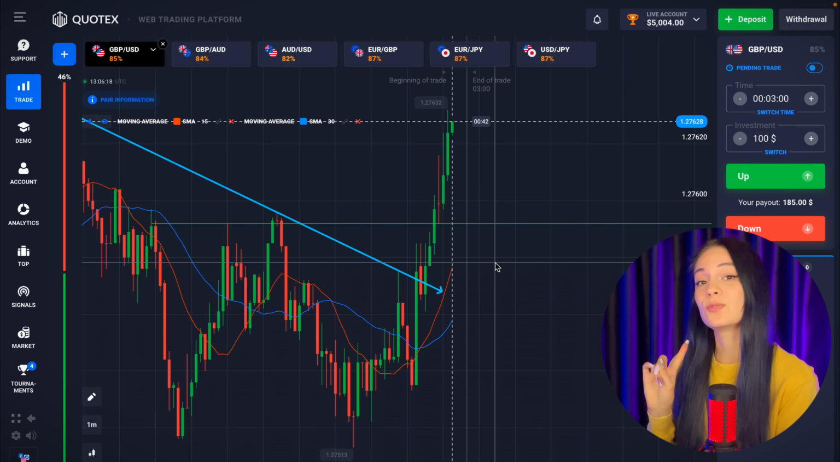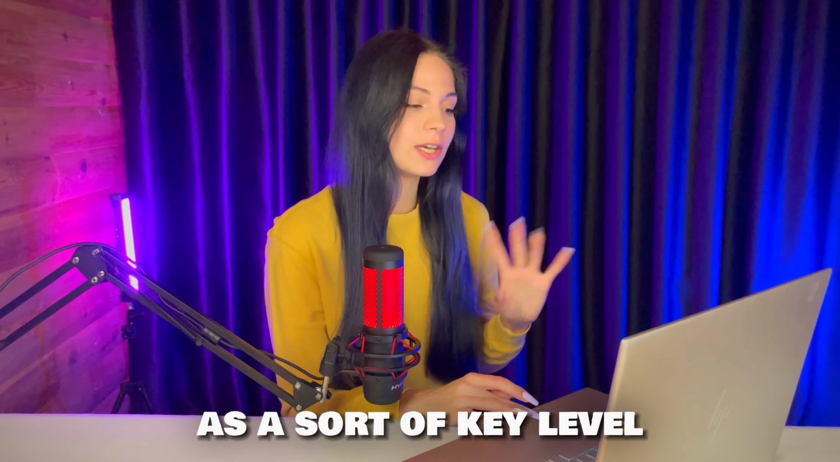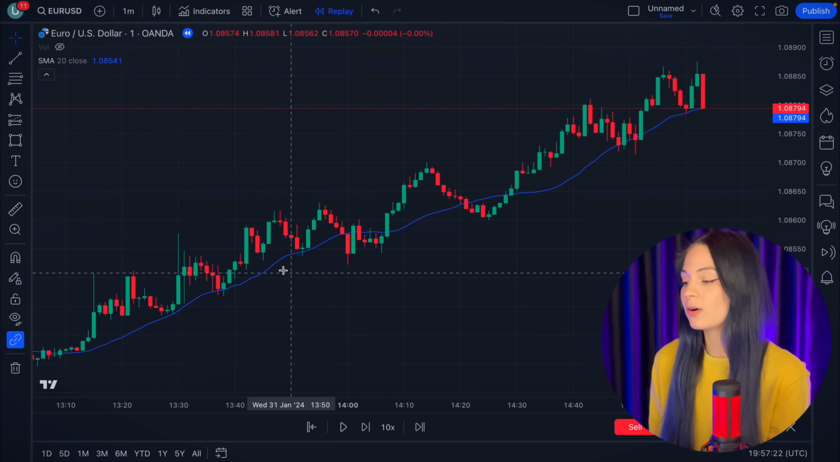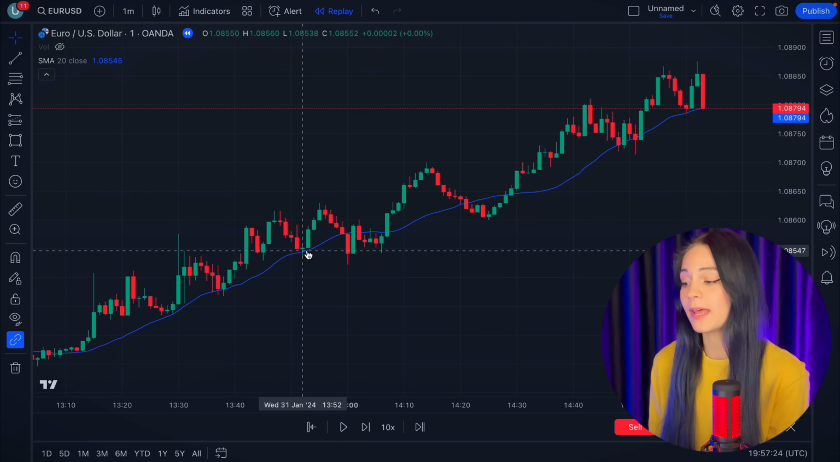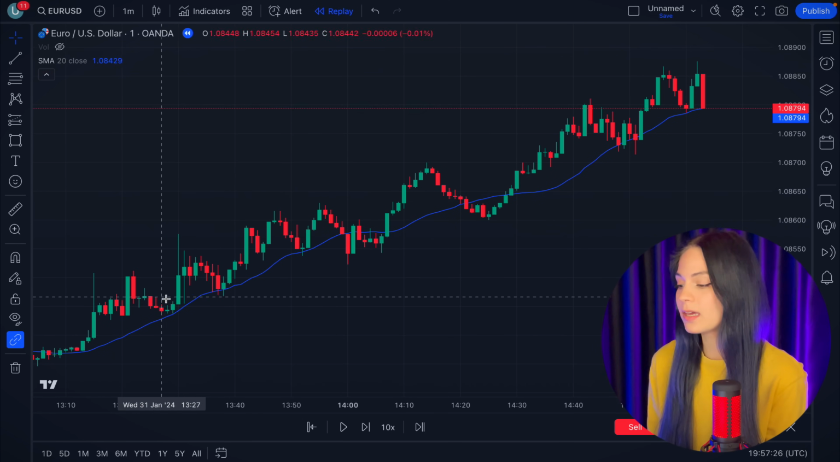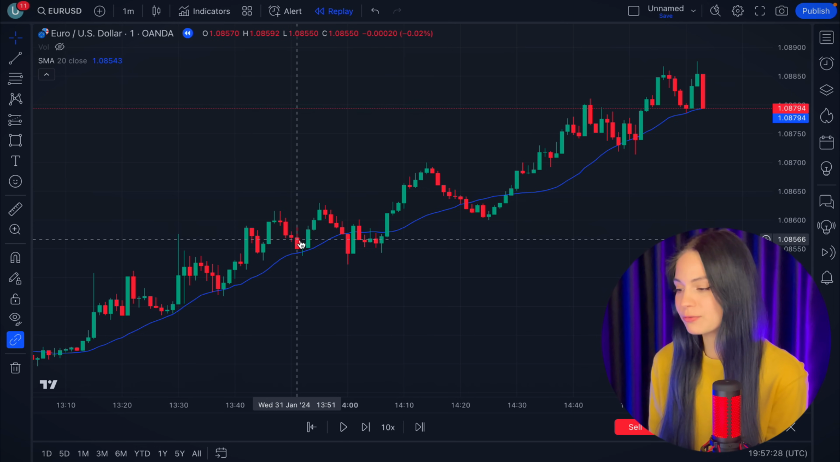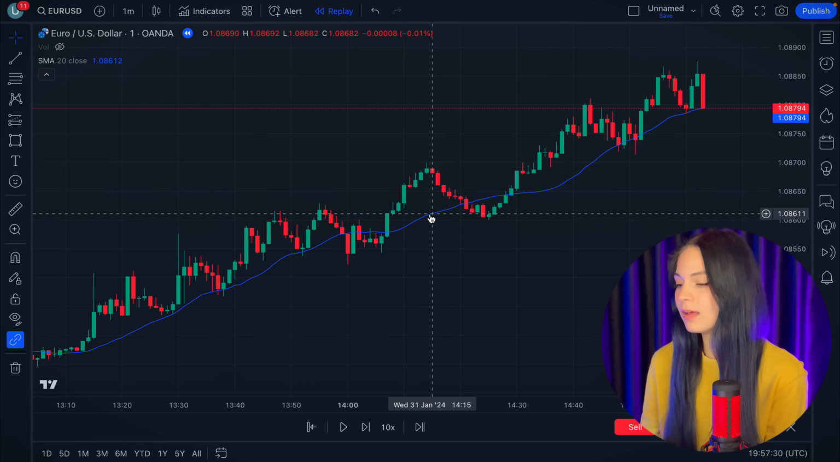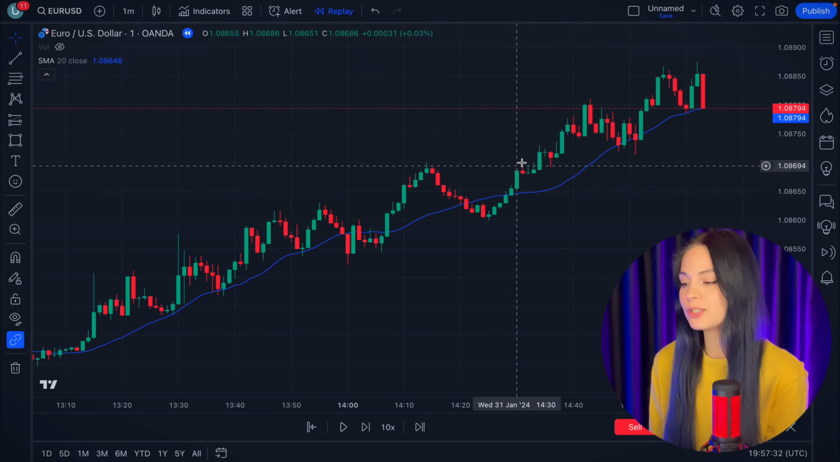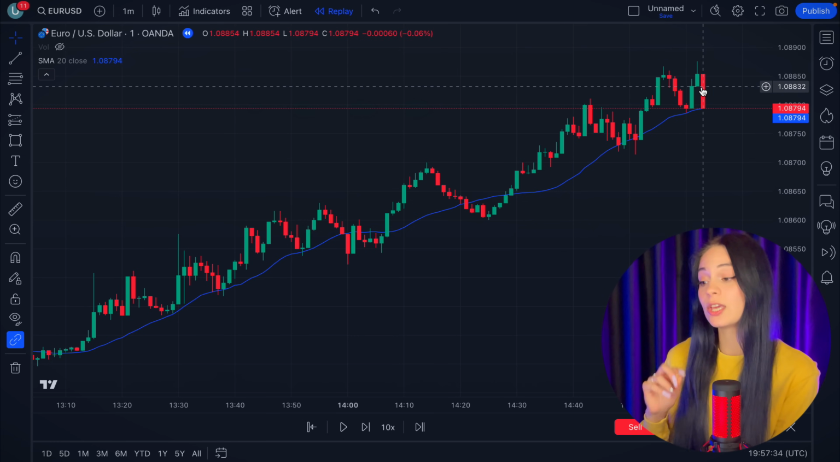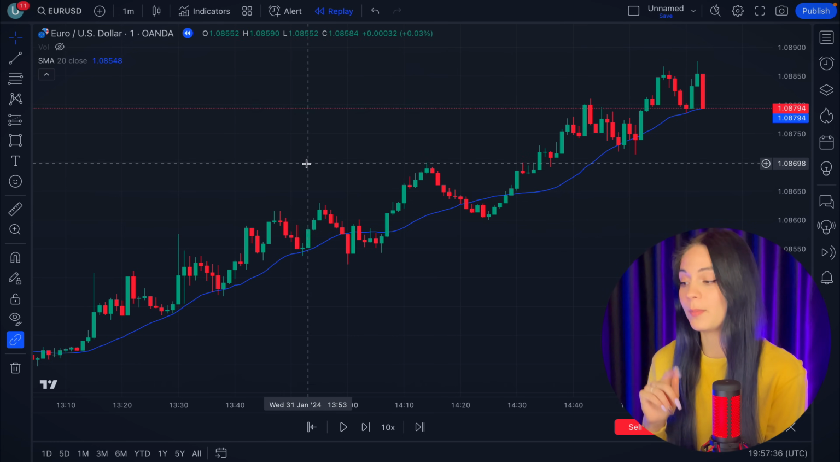Now let's get to the next strategy. The next strategy implies the use of the moving average as a sort of key level, just like the support and resistance levels and the trend line. So let's look at the example. On the chart, we already have a simple moving average with the period of 20, and we see that the price actually reacts to our key level of the moving average, and every time it touches the level, it bounces back up.